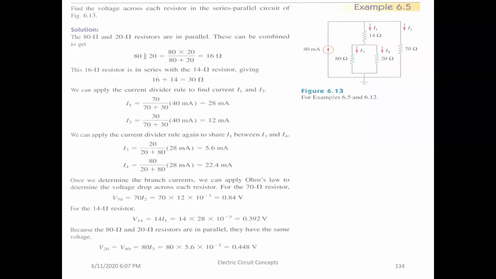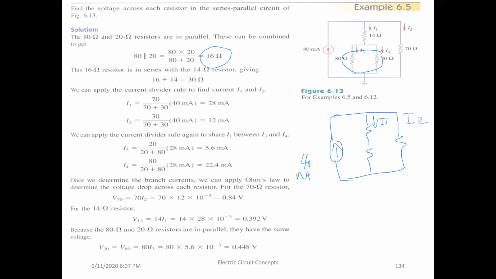Okay, and for this one here, I'm going to show you how to solve this example. We need to find I1 and I2 and I3 and I4. So what you can do is combine these two here that are in parallel, 80 and 20, which in this case is 16. And then you draw the circuit again. So every step you do, try to redraw the new circuit to visualize how the circuit will work. So this is 40 milliamps, and we have an I1 here, and this will be I2, and this will be 16, and this will be the 14.